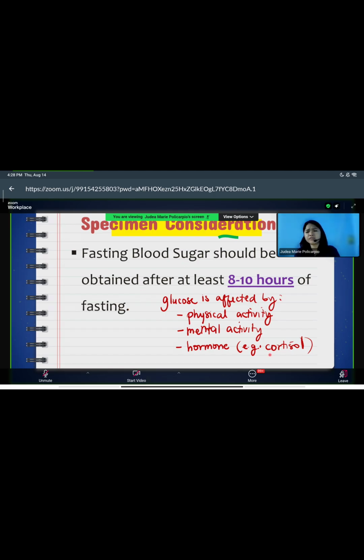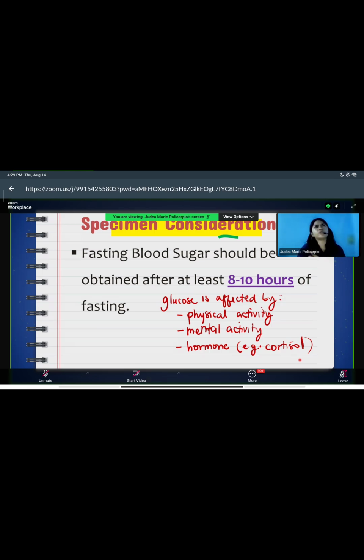Hindi rin naman advisable ang overfast. Kasi kapag overfasted ka na, tendency naman, especially kapag 16 hours mahigit na yung fasting mo, hindi rin advisable, kapag masyadong matagal yung fasting. Kasi ang tendency naman, bine-breakdown na ng katawan mo yung glycogen. Eh di ba pag chinap-chop mo si glycogen, polysaccharide, anong lalabas? Lalabas si glucose. Pwedeng magmukhang mataas yung glucose mo. Yun pala, resulta yon ng pagbe-breakdown ng katawan mo sa glycogen.